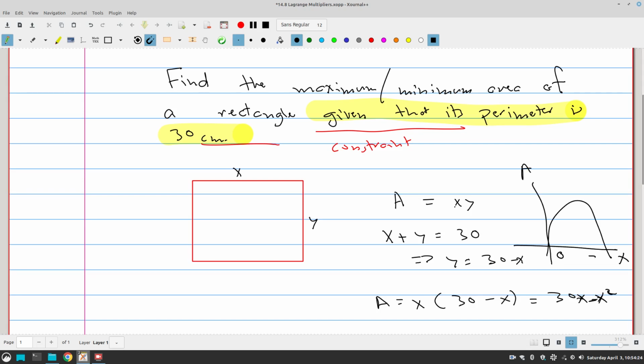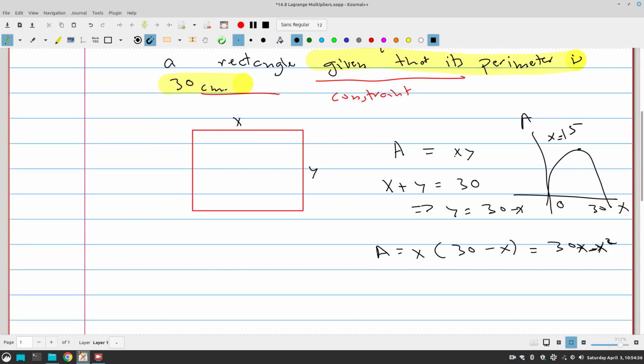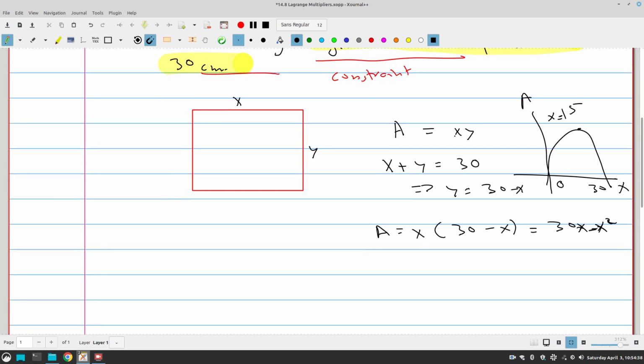So this is the area with x. This is 0, this is 30, and this is where the area is maximized. So the area is maximized when x equals 15, in the range of 0 and 30, and of course that would make this equal to 450 minus 225, which is 225. So the area max would be 225.